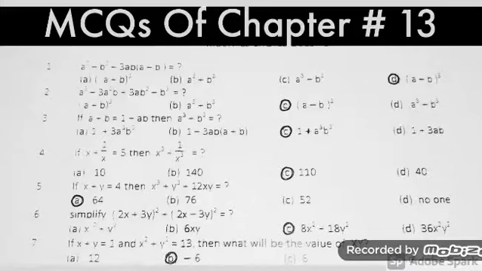Statement 7 is if x plus y is equal to 1 and x square plus y square is equal to 13, what is the value of xy? To solve this question, we will take square of x plus y is equal to 1 on both sides. X plus y whole square will be equal to x square plus y square plus 2xy is equal to 1 square, which is equal to 1. Then we will put the value of x square plus y square is equal to 13, and then we will get the value of xy by solving the equation.